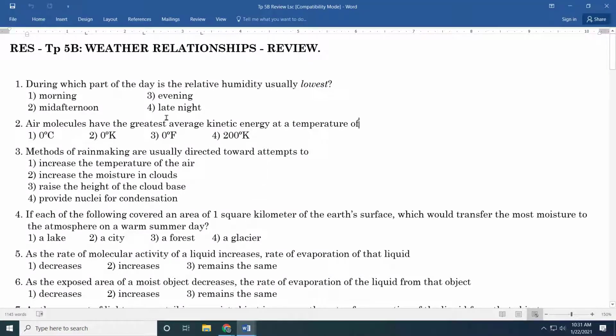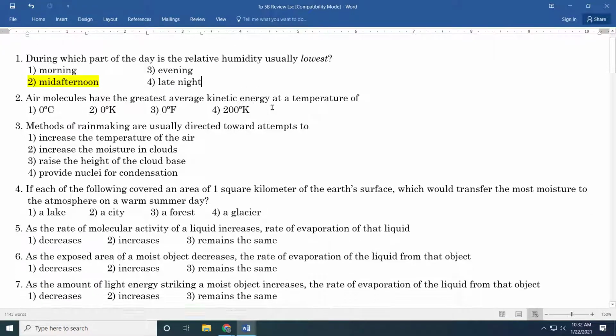So during what part of the day is relative humidity usually the lowest? Low relative humidity means the air is nowhere near its capacity for water. It's not close to being full. The warmer the air is, the more water it can hold, so the warmest part of the day is usually when humidity is the lowest. The warmest part of the day you should remember is mid-afternoon.